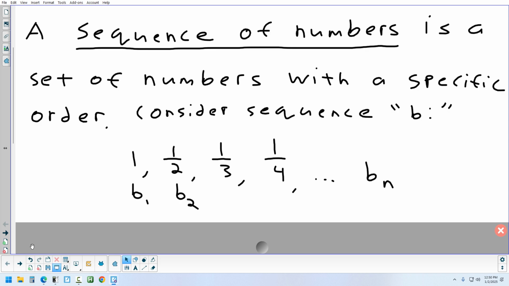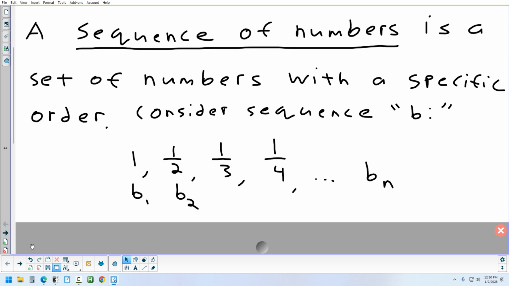First, when you name a sequence, generally it's a lowercase letter. This particular sequence I called B, sequence B. The number that's small and a little bit lower, the subscript, is the position. So B1 means in sequence B, what's the first number? B2 means what's the second number? B3 would be the third number. That number tells you the position.